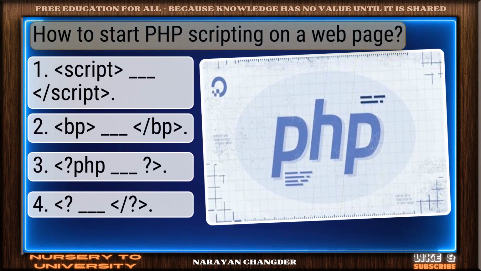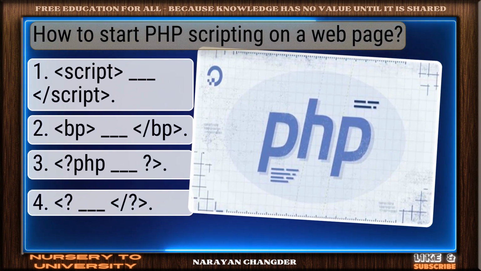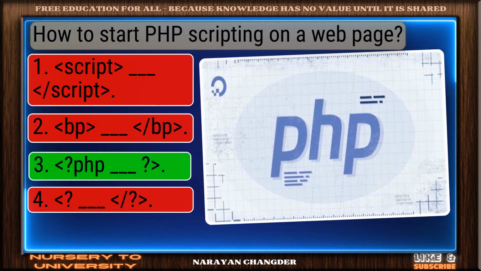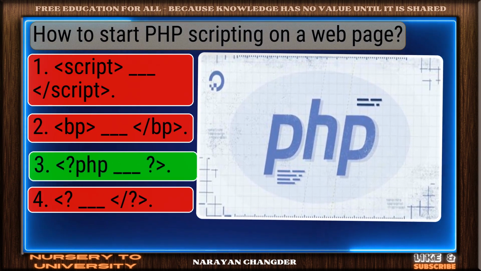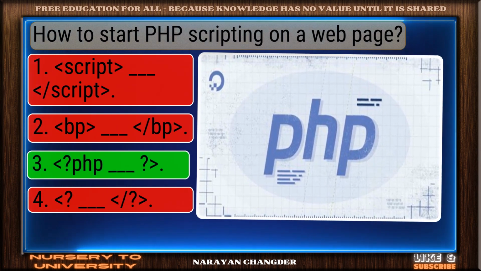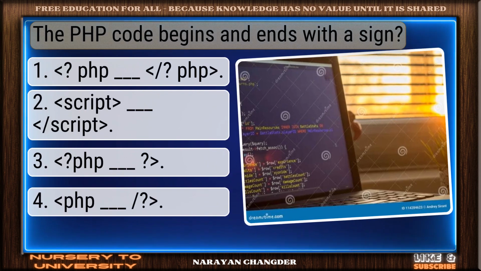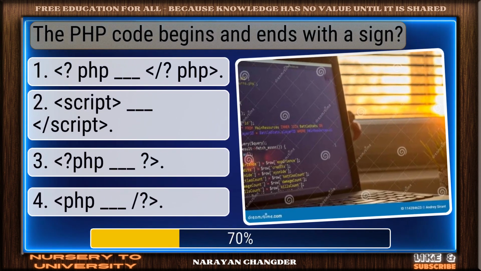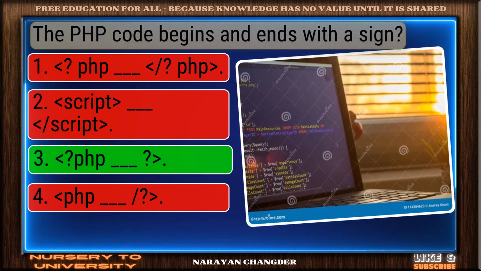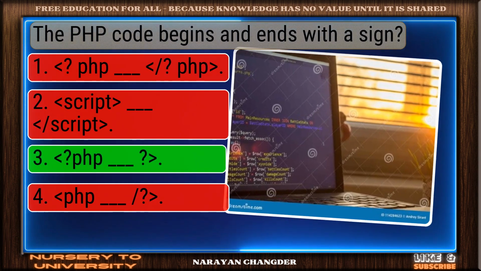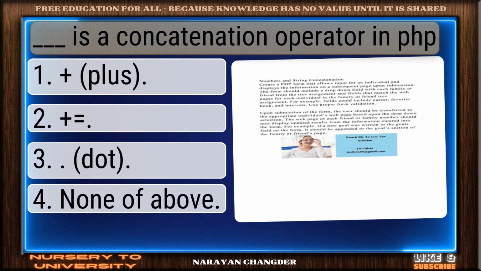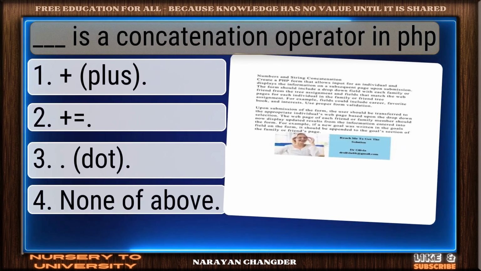Question number 35. How to start PHP scripting on a web page? Perfect. The PHP opening tag is the correct choice. Question number 36. The PHP code begins and ends with a sign. Solid response. The PHP tags are a valid choice. Question number 37. Dash is a concatenation operator in PHP.